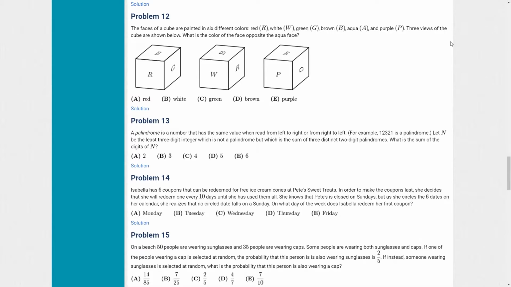So if we look at these 3 cubes, let's see the different colors that we know are on the faces. On cube number 1, we see brown, red, green. Cube number 2, we see brown, white, red. And on the third, we see red, purple, and green. Now, we want to know what's on the opposite face of an aqua. So since we don't know where the aqua face is, we're going to have to figure that out.